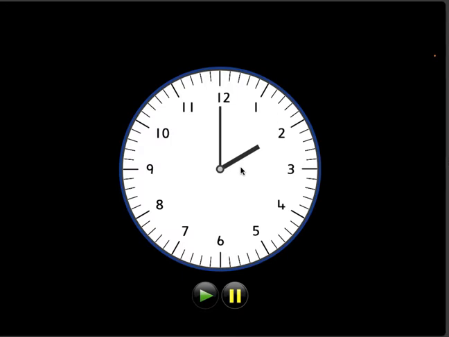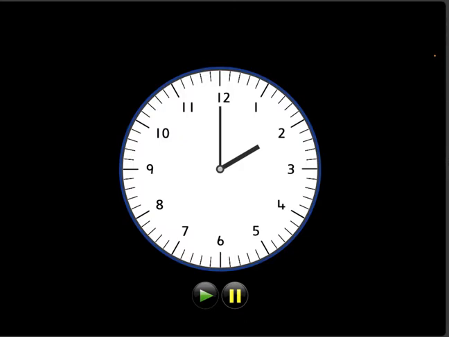Okay, so we have just refreshed our brains on how to tell time to the nearest hour and half hour. And now we're ready to move on to tell time in 5-minute increments. Okay, so what we're going to do first is we're going to look at the clock right now.